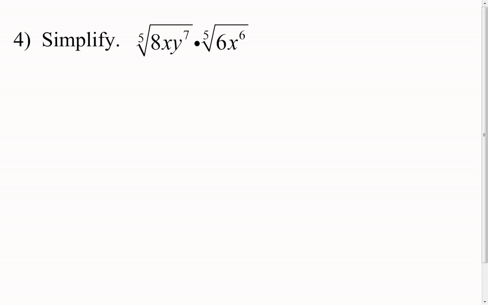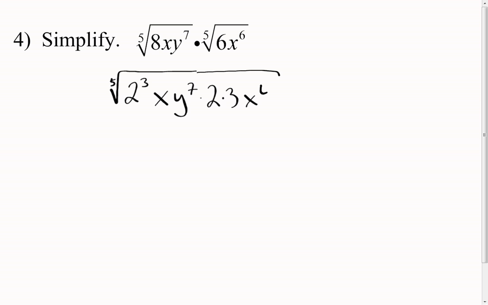What you may want to do here, and I think I said this yesterday, is before I do anything else, I'm going to break this down a little bit, because once you start dealing with higher roots, your numbers, particularly your coefficients, are going to get big. And when the coefficients get big and you don't have them broken down into powers, things get a little goofy. So the 8 becomes 2 cubed. The x stays. The y to the 7th stays. The 6 is going to become 2 times 3. And then I have x to the 6th.